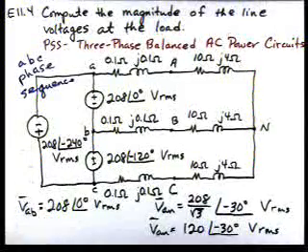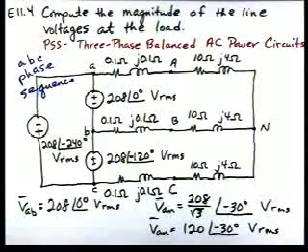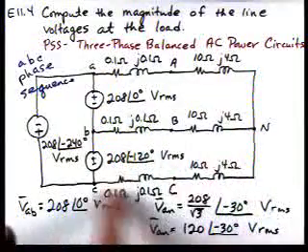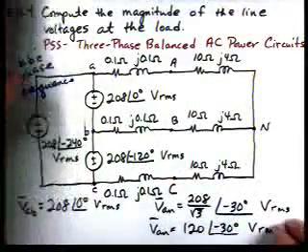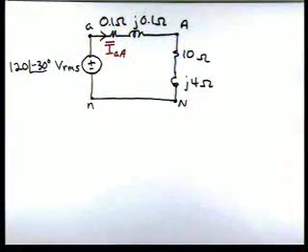Now step 2 says we really only need to know the quantities for the phase A circuit, so we're going to draw a per phase circuit. Since we have a balanced system, the loads are all the same, the line impedances are the same, and the source voltages have the same magnitude and are 120 degrees out of phase, so we can construct a per phase circuit. And there's the per phase circuit for this particular problem.